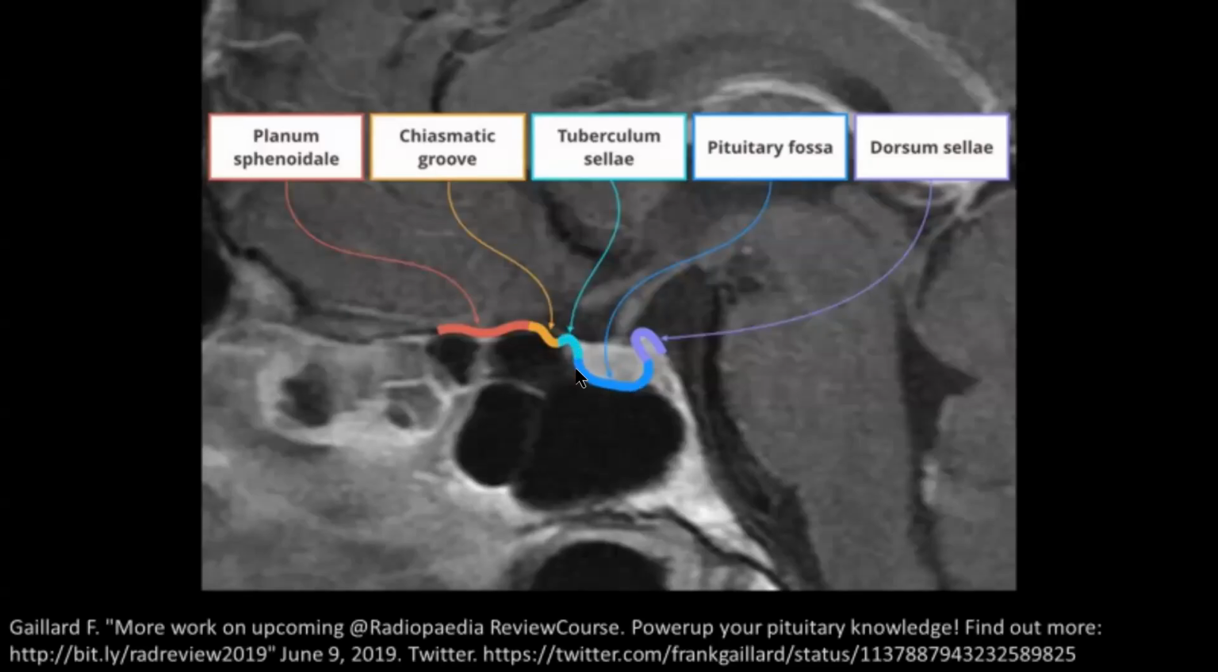Here, of course, is the sella turcica, which holds the pituitary gland. So this whole area is the pituitary fossa. And posteriorly, we have the dorsum sellae, which is this projection of bone. And then this surface, of course, is the clivus.